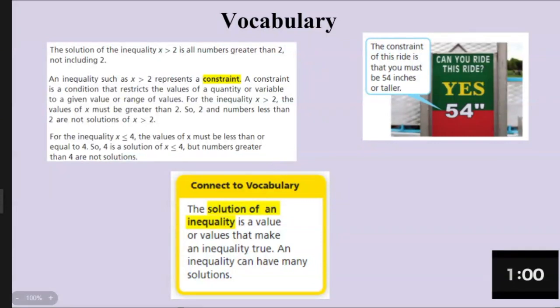So in this case, the constraint reads, the constraint of this ride is that you must be 54 inches or taller. So let's say we have a variable h that represents height. We know that the person going on this ride must be 54 inches or taller, right? So we can write h is greater than or equal to 54, because the height can include 54 inches, right? We can be 54 inches or taller. So this would be the inequality statement that represents this situation.